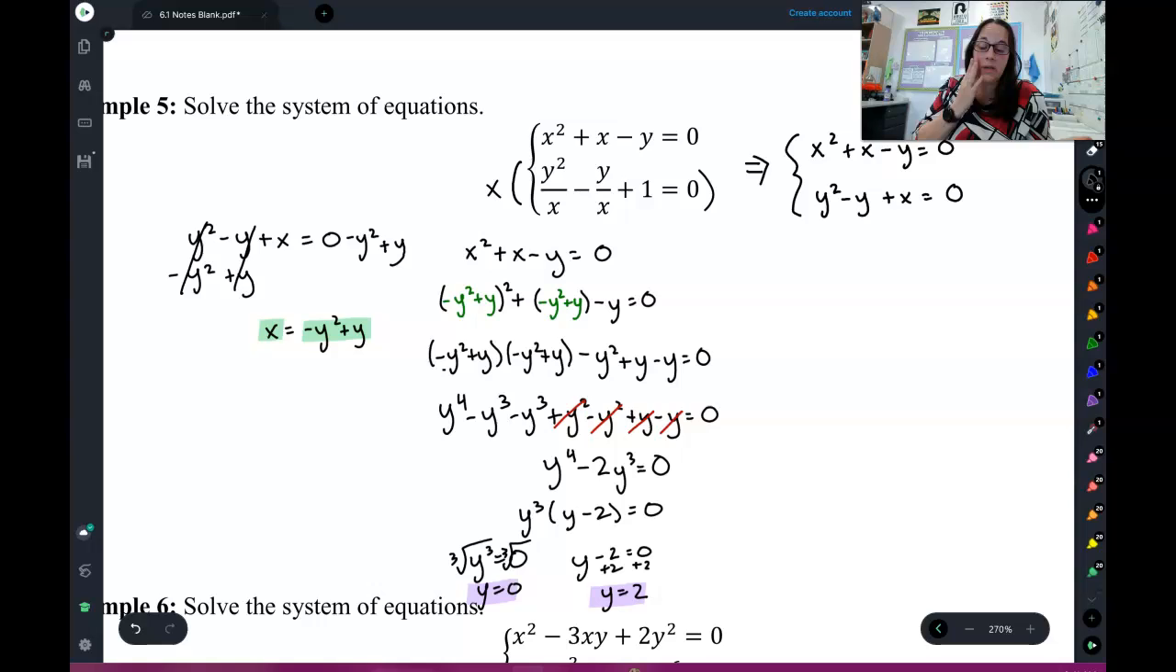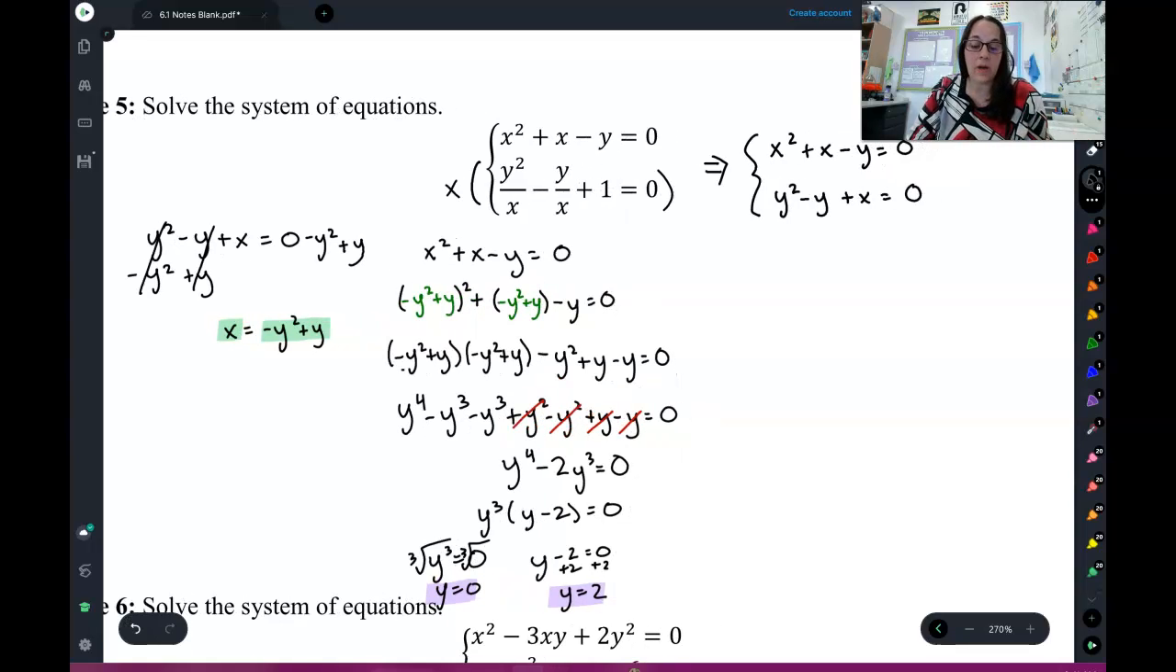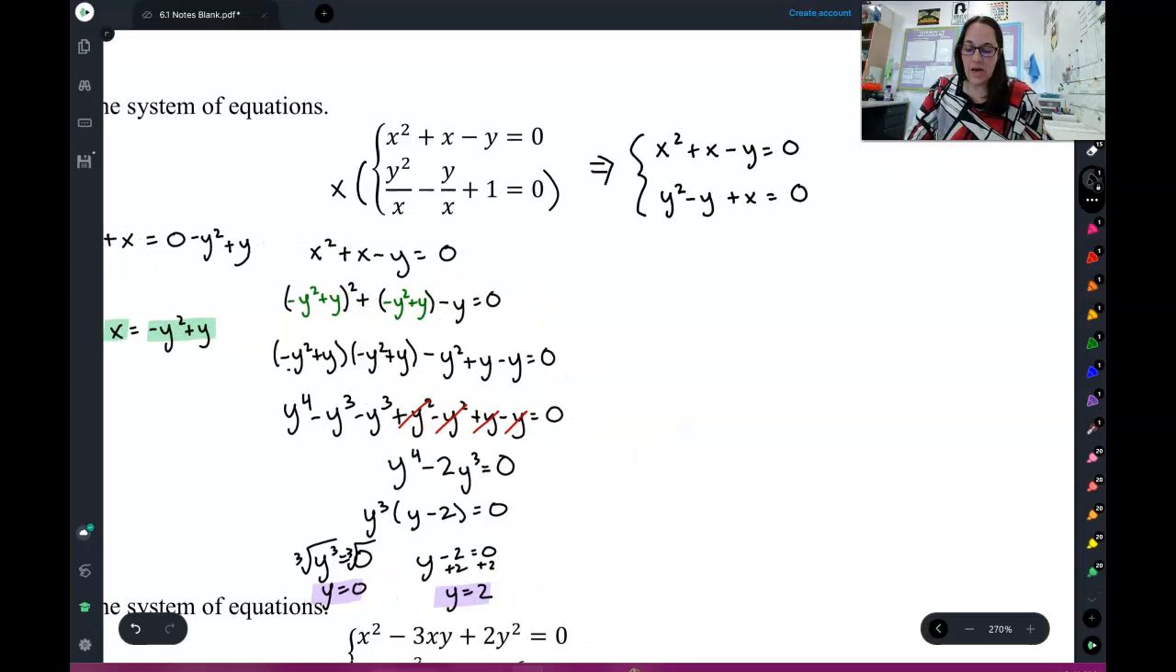Now, at this point, since I have some values of y, I could plug those back into either equation and solve for x. I'm going to notice really quickly that if I plug these in for y here, it's a lot easier to solve for x, versus if I plug it for y here, I'm going to end up factoring to solve for x. So I'm going to pick my second equation.